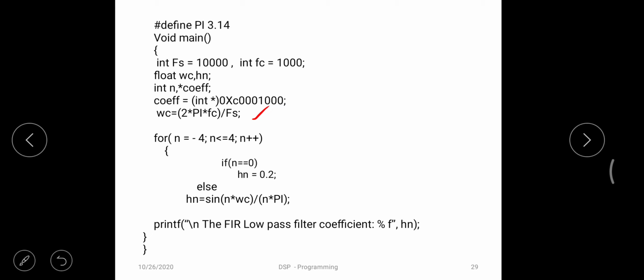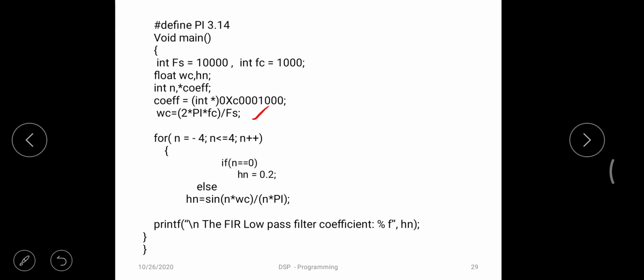Here we have already stated we are going to have two different conditions, especially for n equal to 0 separately and for other values of n. So I am checking whether my n is equal to 0. If n equal to 0, then my h of n is nothing but 0.2. Else I have to write the function. What's the function? Sin n omega c divided by n pi. Now it will take n is equal to 4, then the corresponding values will be taken. Then finally I am going to print my output values of the filter coefficients.